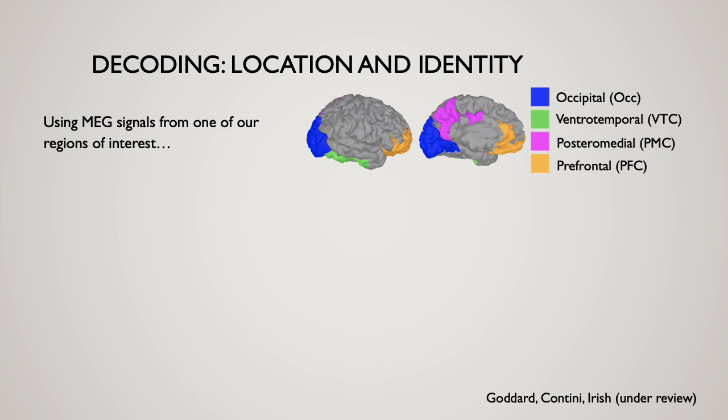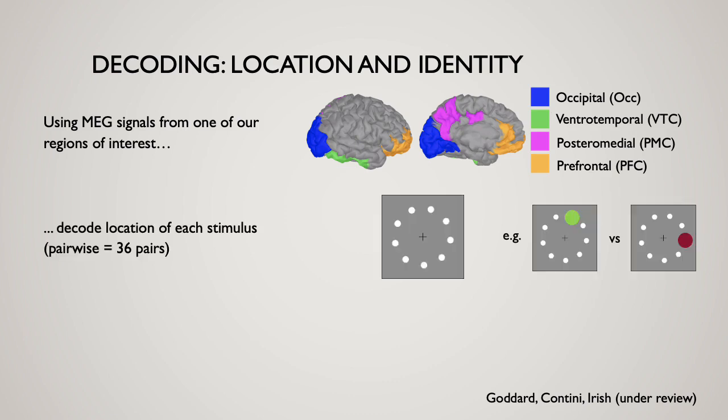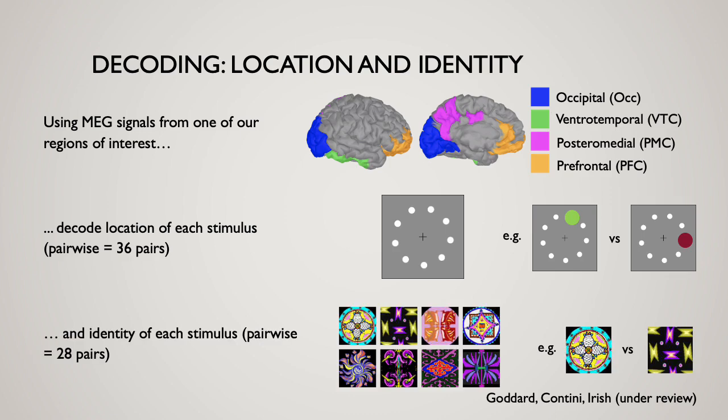We had 4 regions of interest, including some visual regions, prefrontal cortex, and posteromedial cortex, which was our main region of interest for its potential role in visuospatial working memory. And we used classification analyses to decode each stimulus location and each stimulus identity.